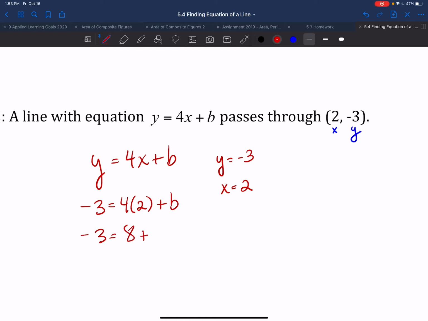So 4 times 2 is 8. And then we solve for b. So I'm going to subtract 8 from both sides. I get negative 11 is equal to b. So we're done. We've solved what the y-intercept is. I know what the equation is.